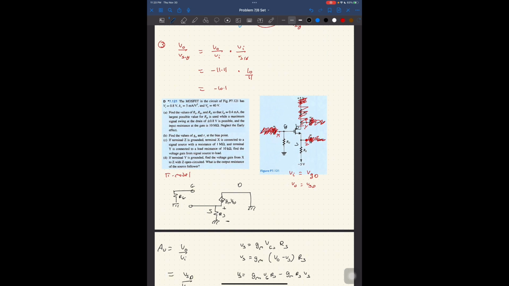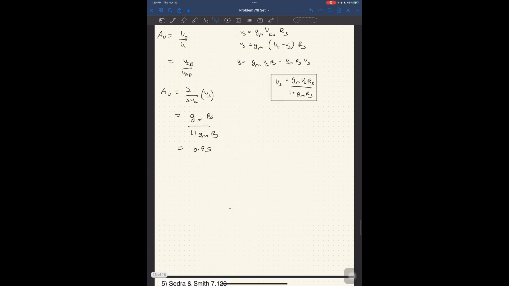Now, what is the output resistance? This entire question is complicated, to be honest with you. But life is complicated, so anyways, what is ro?